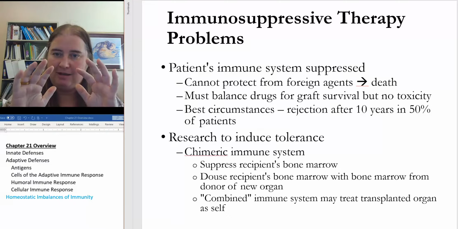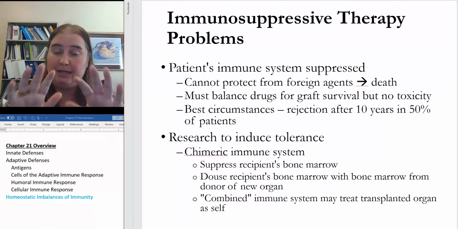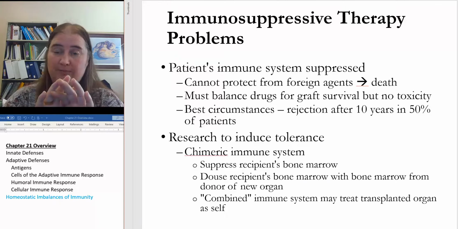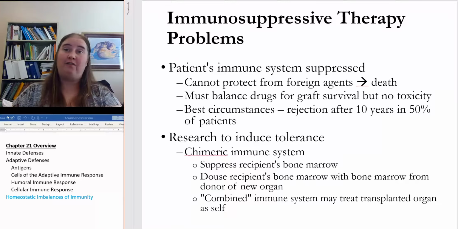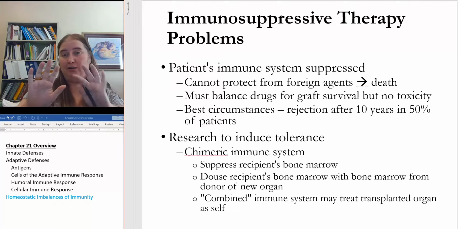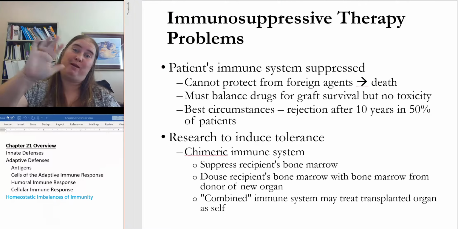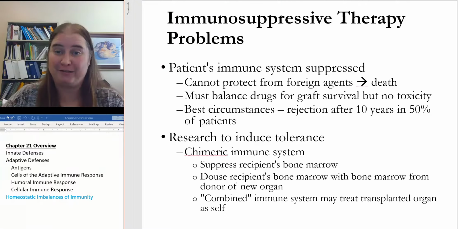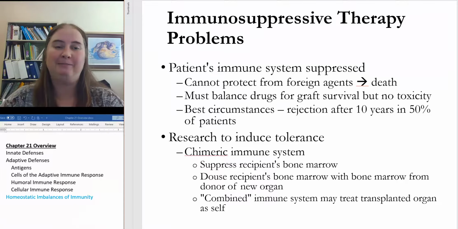Okay. And so what you hope is that this combined immune system is enough to mask the new organ coming in, so you have enough of the donor population, but not so much of the donor population that it's attacking all the other organs of the body. Okay? Kind of cool.